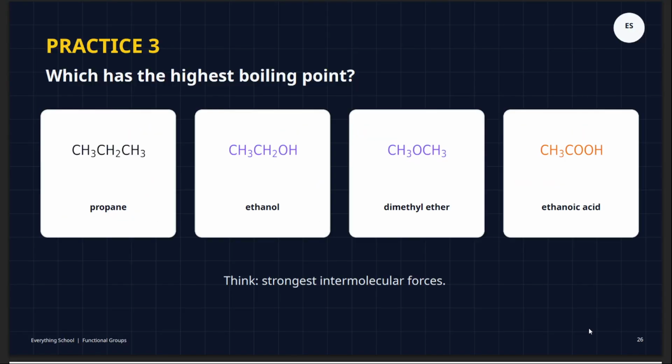Practice 3 connects functional groups to physical properties. The options are propane, ethanol, dimethyl ether, and ethanoic acid. Ask which one has the strongest intermolecular attractions for molecules of similar size. Think about polarity and hydrogen bonding. Which molecule can interact most strongly with other molecules of itself? Pause the video, choose your answer, and then check the next slide.